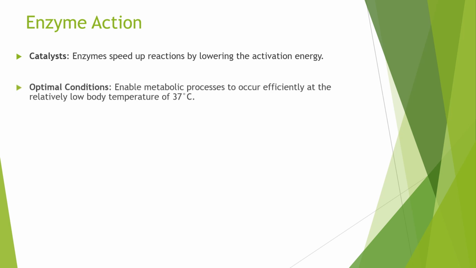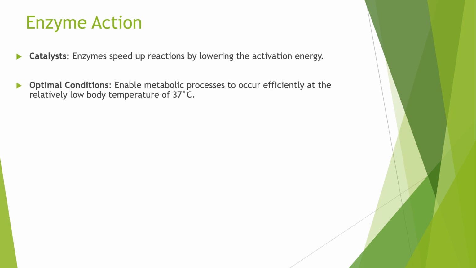Optimal conditions are crucial for enzymes to function properly. In the human body, enzymes are most efficient at around 37 degrees Celsius, which is relatively low compared to industrial chemical reactions. This enables metabolic processes to occur at normal body temperature without needing excessive heat.